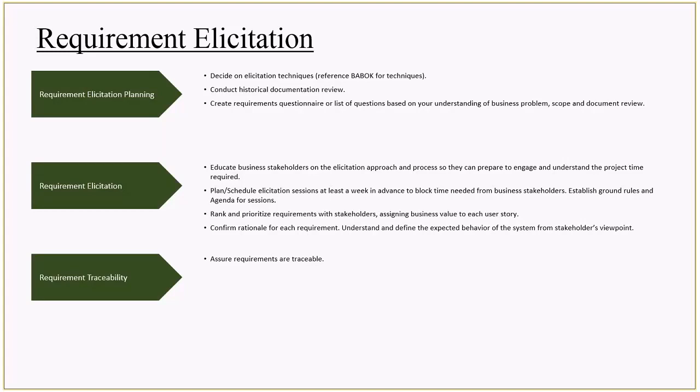Rank and prioritize requirements with stakeholders. Once we start getting those, you have to keep a rank on them and prioritize them based on when they need them to be available when we go live. Assign business values to each user story. That will also give the value a business adds to each user story. Based on that, we can plan the development activities.